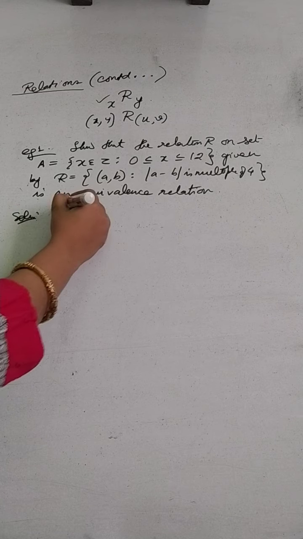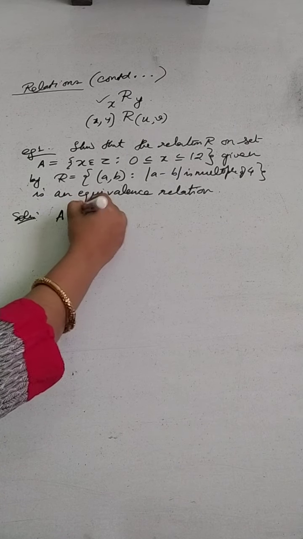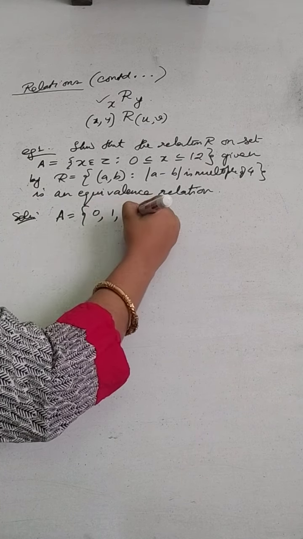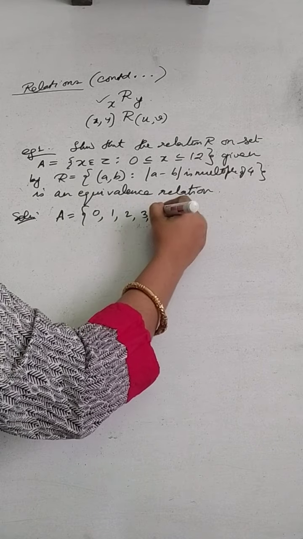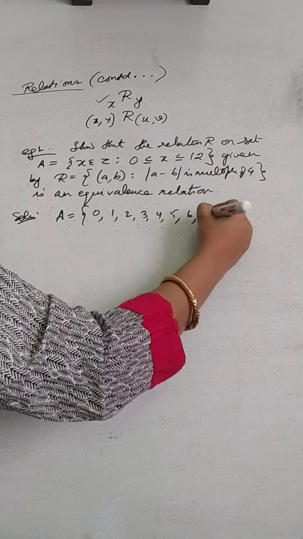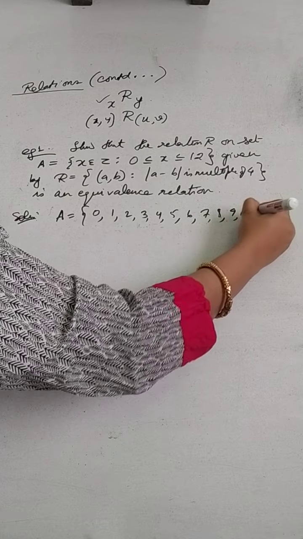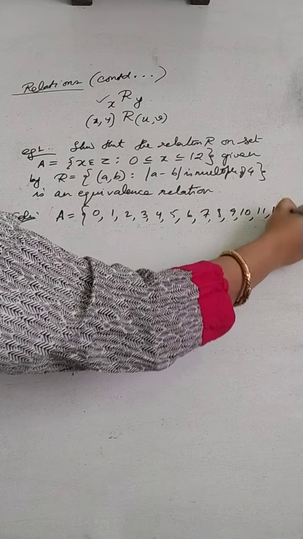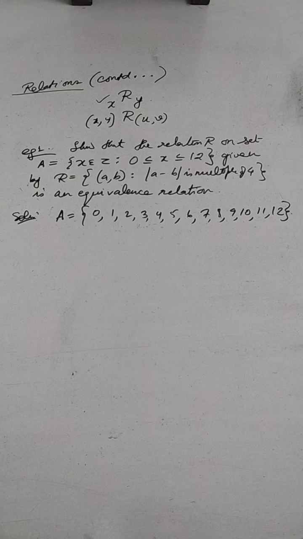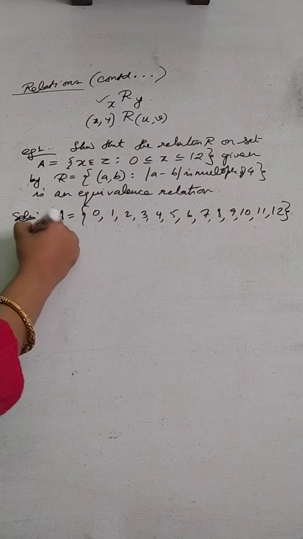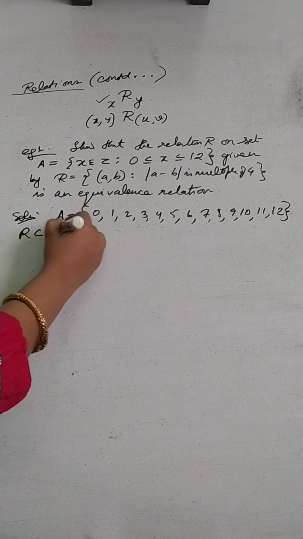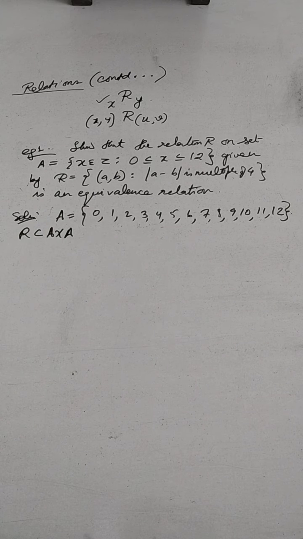Solution. What are the elements of A? If you want, you can list them; if you don't want to, no problem. 0, 1, 2, 3, 4, 5, 6, 7, 8, 9, 10, 11, 12. This is the set of elements of the set A. And R definitely is a subset of A cross A. We know R is the set of ordered pairs of elements.